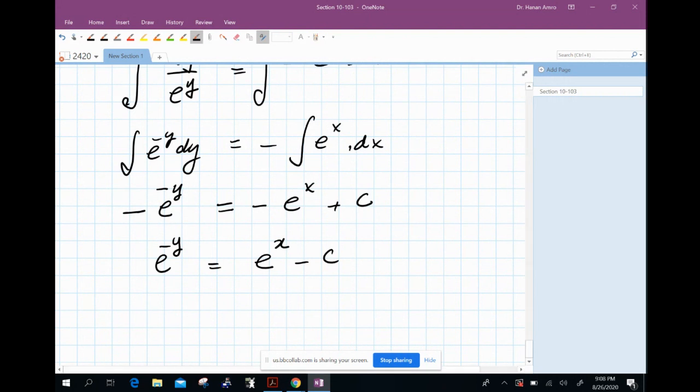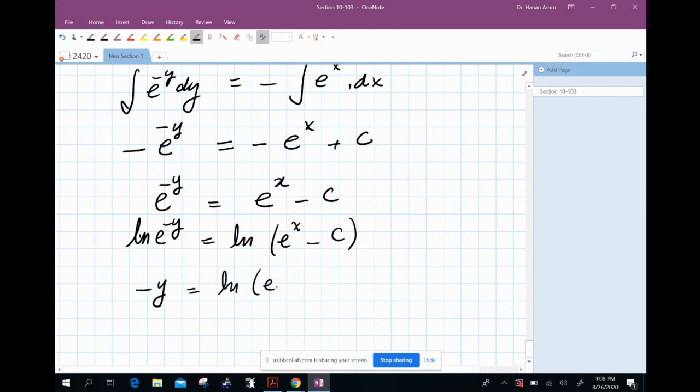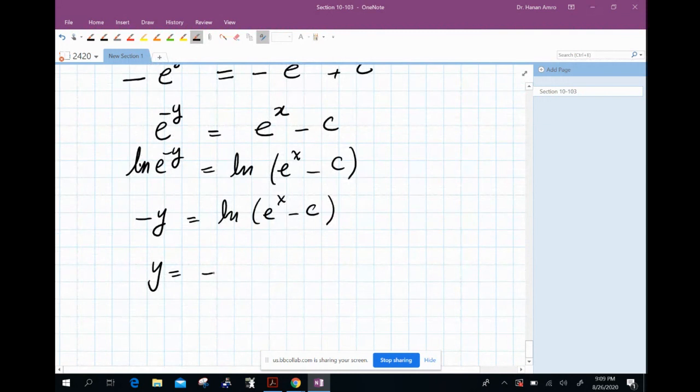Now I want to solve for y, not e to the negative y. That's one of the things we need to make sure we can do. So we apply ln to both sides. ln of e to the negative y equals ln of e to the x minus c. ln and e cancel each other, so we have negative y equal to the natural log of e to the x minus c. We multiply by negative, therefore y is equal to negative the natural log of e to the x minus c. Notice we just put the negative in the front.